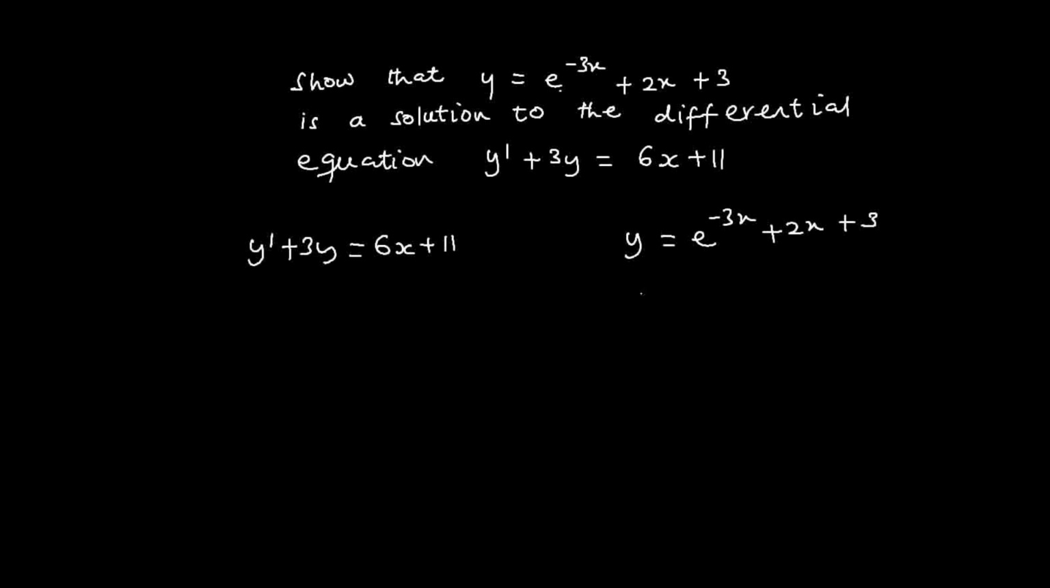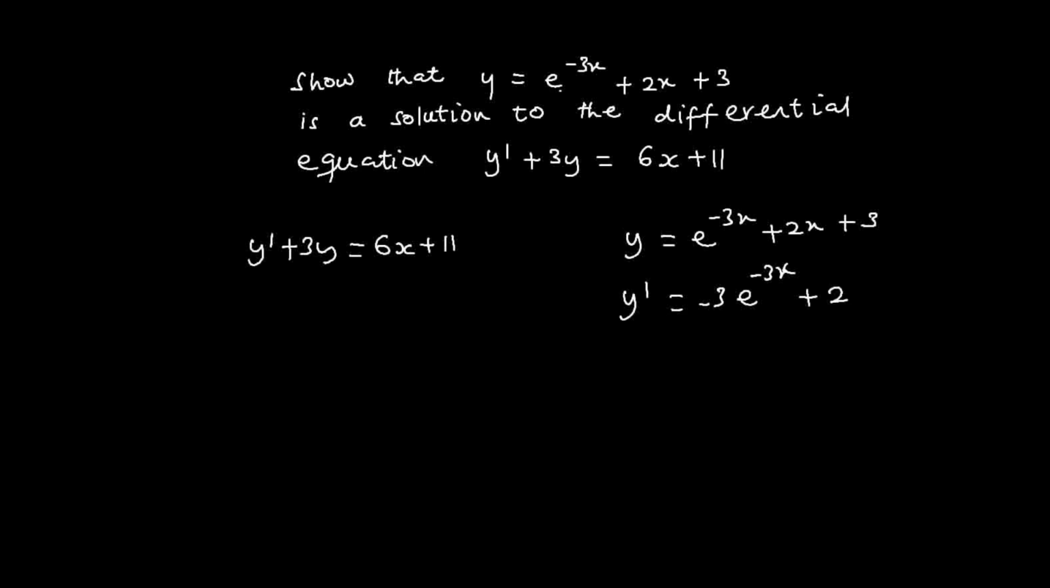Let's find out. So we need the first derivative of this function of x here. So y prime will be equal to, we are going to apply our chain rule here. We are going to find the derivative of this whole thing, then multiply by the derivative of what you have on top here. So that is minus 3 multiplied by e to the power of minus 3x, plus the derivative of 2x, that is 2, then the derivative of 3, which is a constant, is 0. So I'm going to substitute this first derivative and then this y here into this differential equation, so that we get the left hand side to be equal to the right hand side.